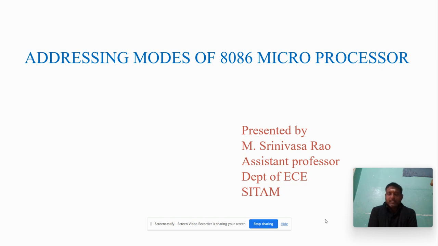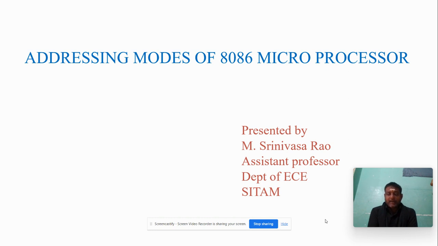One is the opcode and the other is the operand. The opcode is an operation code. It is a 6-bit code. It specifies the type of operation to be performed by the CPU.